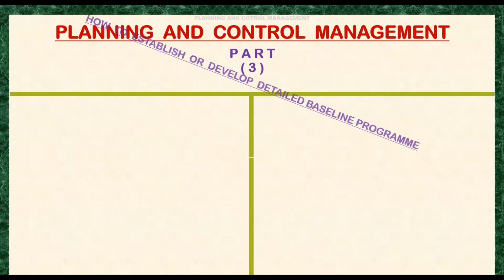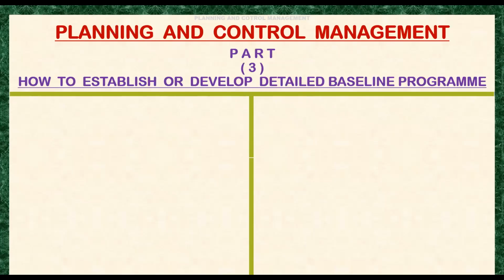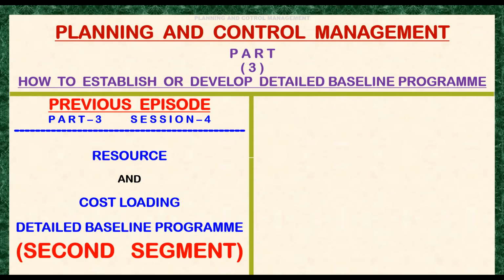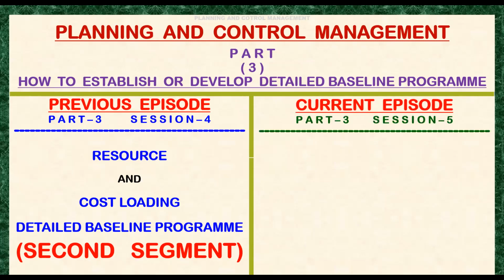Planning and Control Management Part 3, how to establish or develop a detailed baseline program. Our previous episode was Part 3, Session 4, which we discussed resource and cost loading of the detailed baseline program in the second segment. So we are completely done with resource and cost loading of the detailed baseline program. So our current episode is Part 3, Session 5. It's about report layouts.